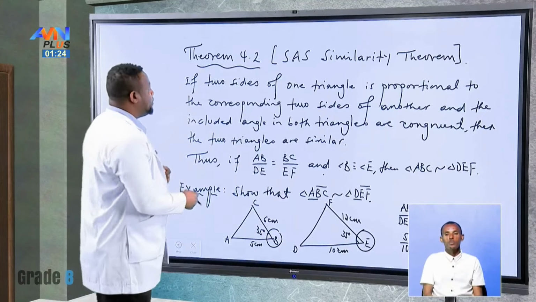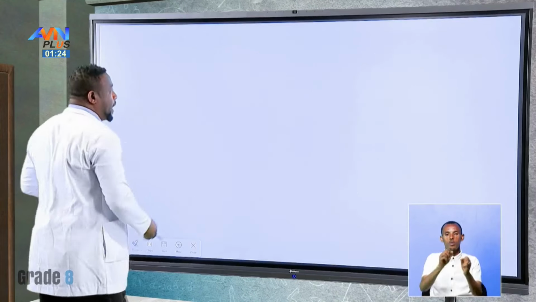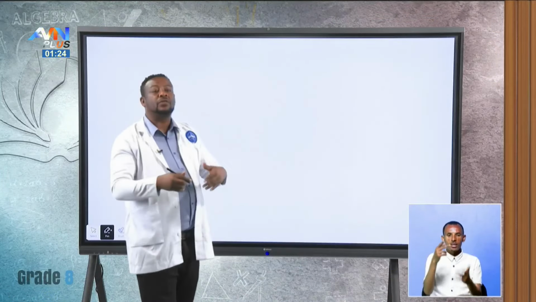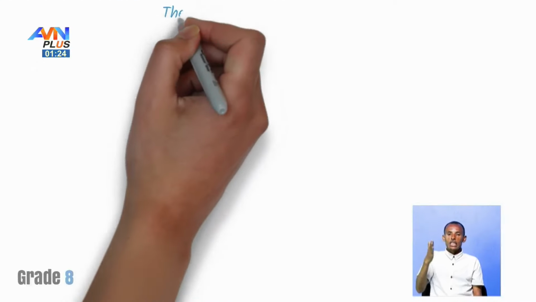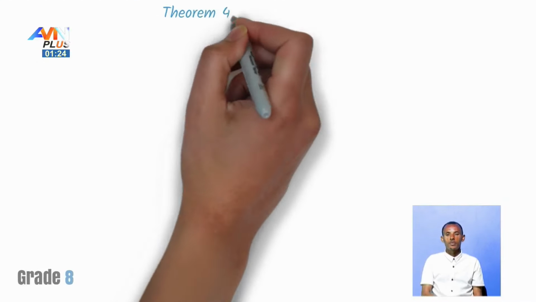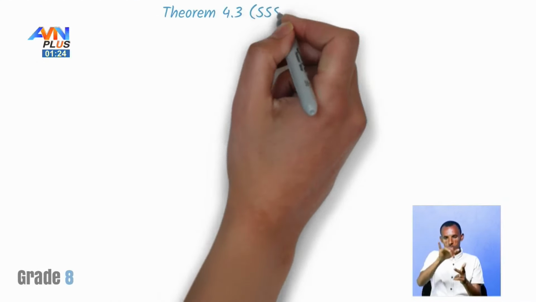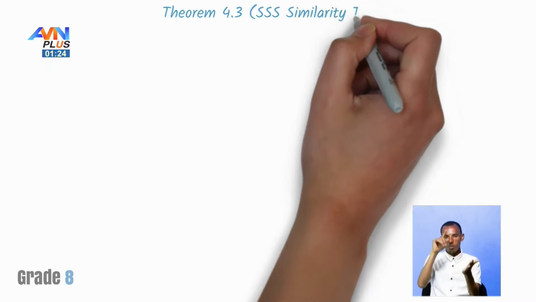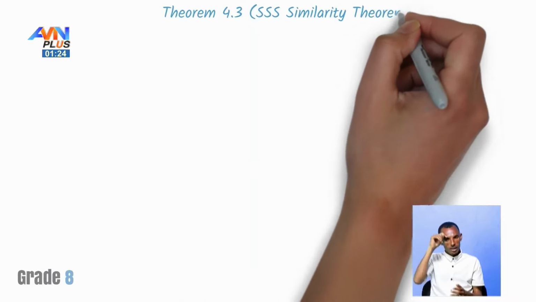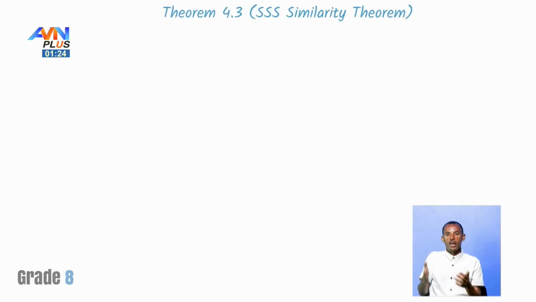Well, so now let's see the third test for similarity, which is about side-side-side similarity. Okay, theorem 4.3, which is the third theorem, and this theorem tells us about side-side-side similarity.